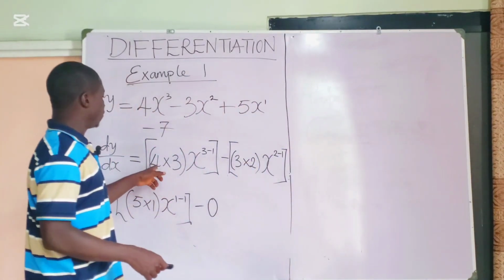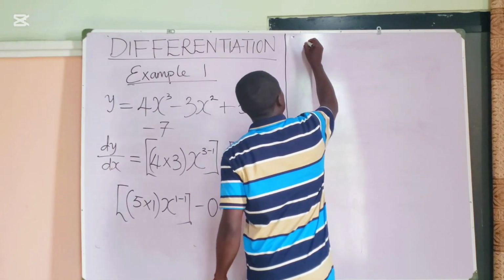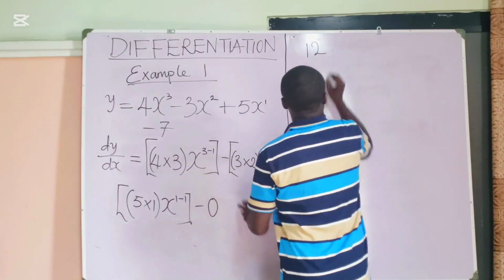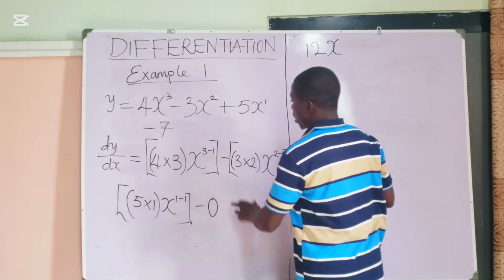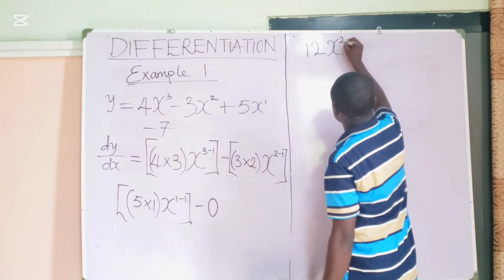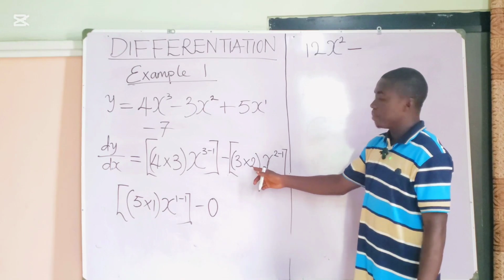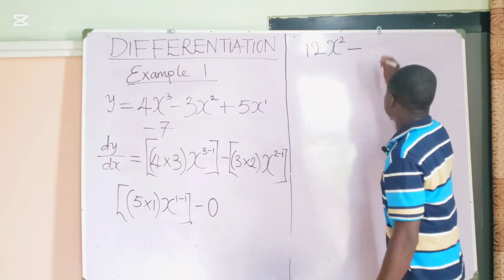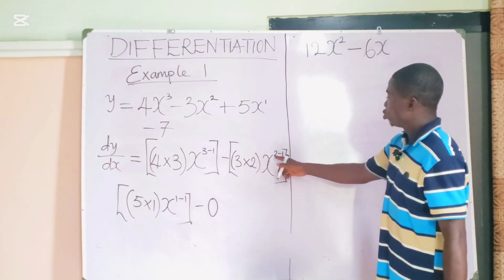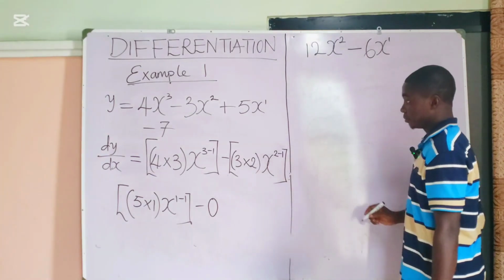Alright, here we have 4 multiplied by 3. So 4 multiplied by 3 is equal to 12. And then you attach x. You write x raised to power 3 minus 1 is 2. So we write 2 here. And then minus 3 multiplied by 2 is 6. So we write 6 here. We attach x. 2 minus 1 is 1. So we write 1 here.